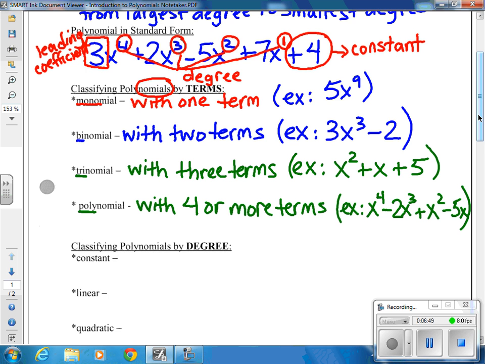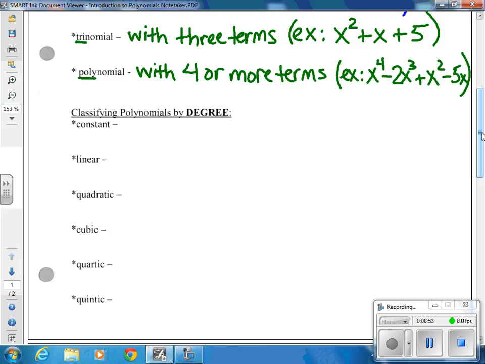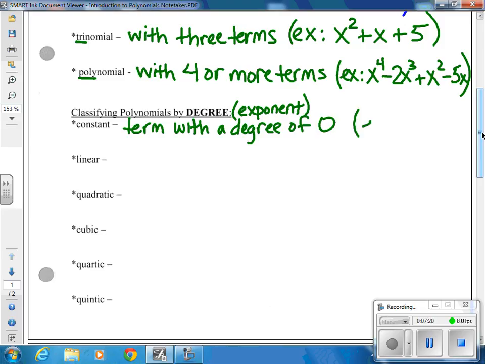Right. The other way you're going to have to classify a polynomial is by its degree. And remember that degree is another word for the exponent. It's the power of the exponent. And we're looking at the highest power in the problem, not just any old power. So for constant, when something is constant, it's never changing. So this would be the term with a degree of 0. In other words, it doesn't have a variable, right? So an example of this would be just the number 7.